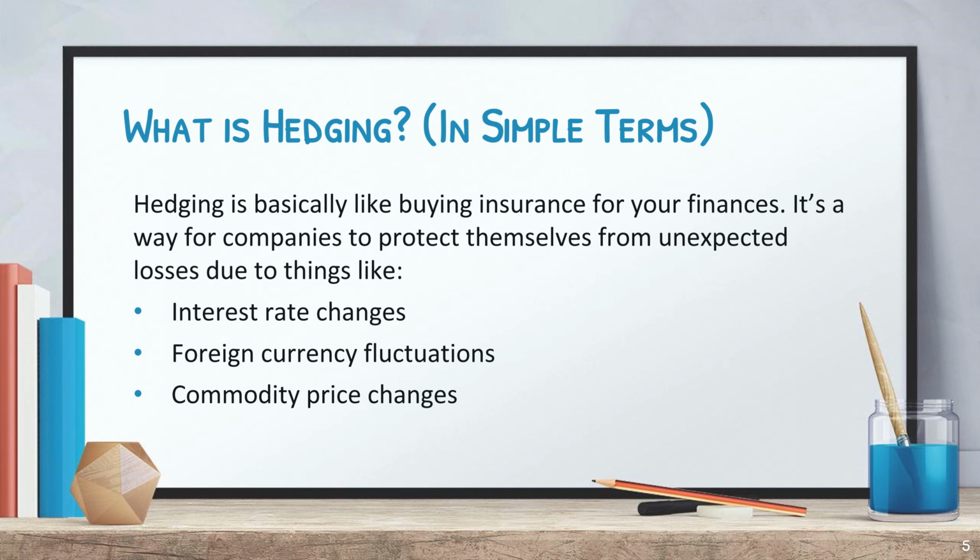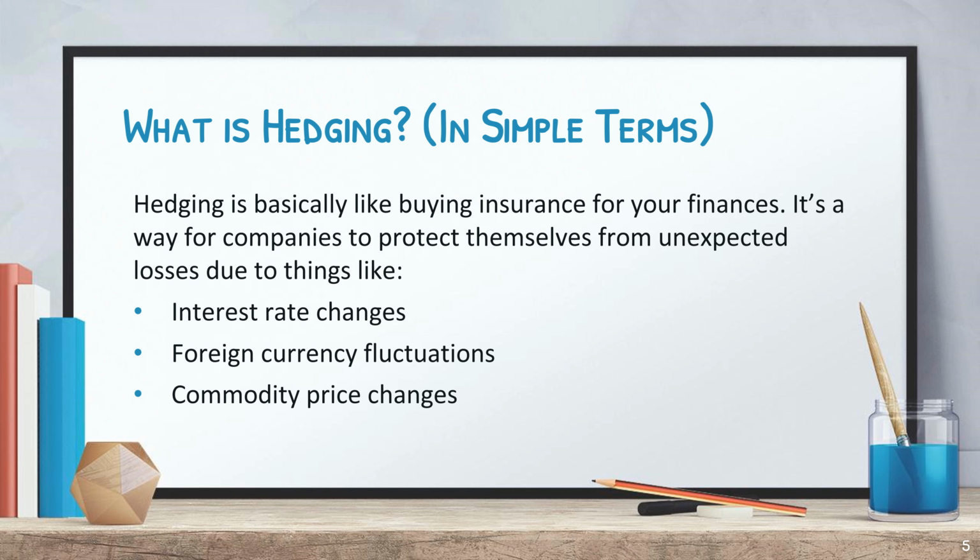What is hedging? Hedging is basically like buying insurance for your finances. It's a way for companies to protect themselves from unexpected losses due to things like interest rate changes, foreign currency fluctuations, and commodity price changes. Here's a quick example. Let's say you own a company that sells chocolate. You know cocoa prices go up and down. If you don't do anything, and cocoa prices skyrocket, you'll lose a lot of money. But if you enter into a futures contract to lock in the cocoa price today, even if prices go up in the future, you're protected. This is a classic example of hedging.